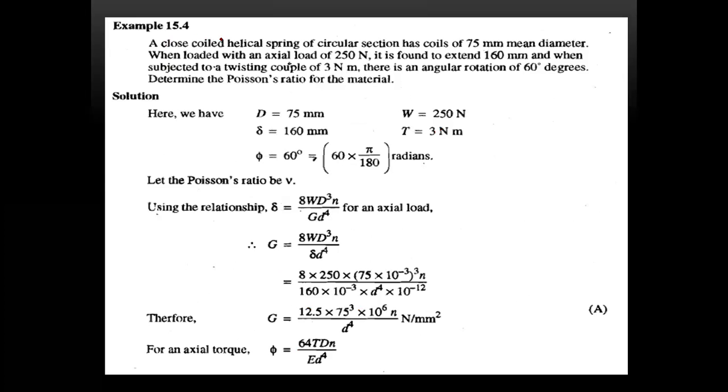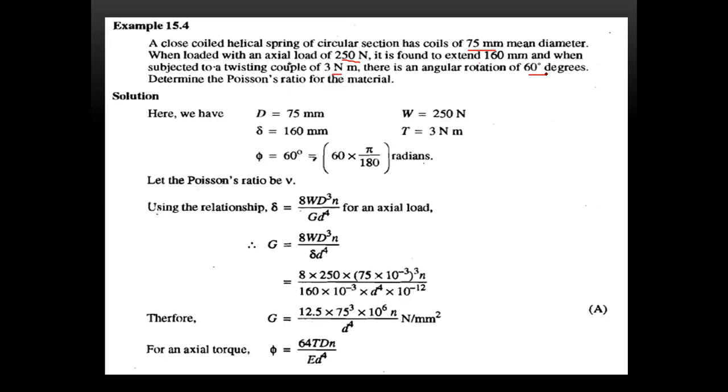A closed coil, a closed helical spring of circular section 75 mm mean diameter, when loaded with an axial load of 250 Newton, is found to extend 160 mm. When subject to a twisting couple of 3 Newton meter, the rotation is 60 degrees. Find the Poisson's ratio for the material.